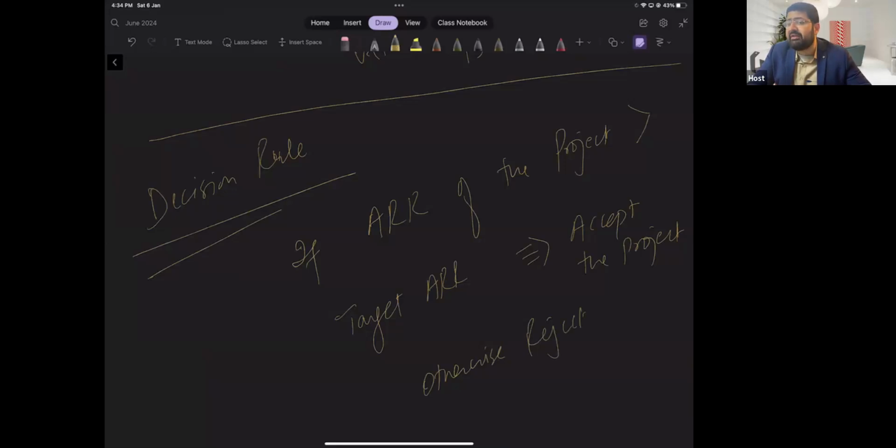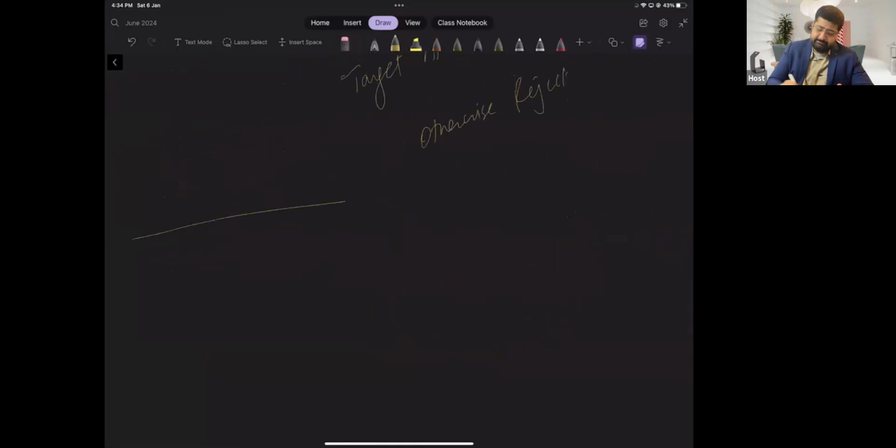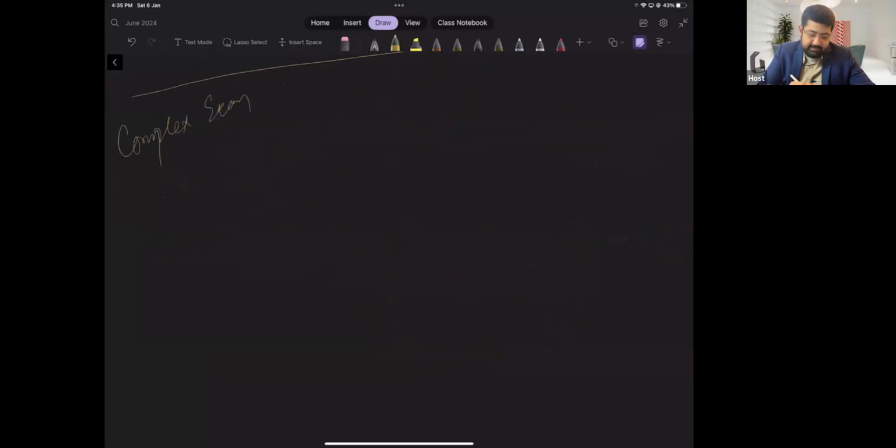Now I will be adding some complexity to it. Students, for example, you have been given, so I will be writing here, a complex example. A bit complex, not that complex, by the way. You have been given a project, its cash flows are here. Cash flows: 750,000, 795,000, 805,000, 820,000.